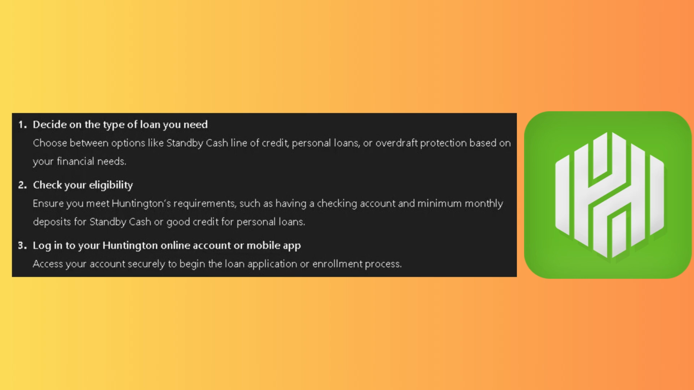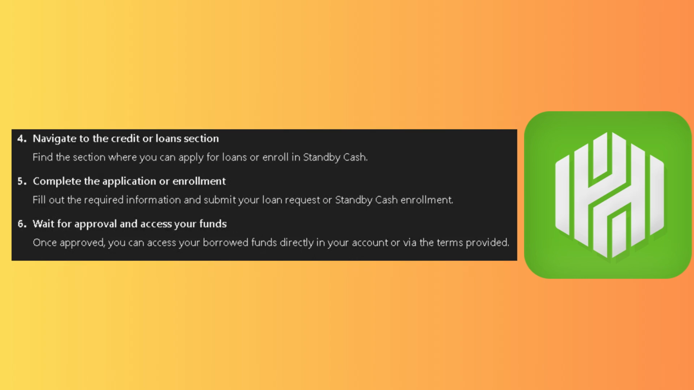Log in. Log into your Huntington online account or even its mobile app. Access your account securely to begin the loan application or enrollment process. Navigate to the credit or loan section. Find the section where you can apply for loans or even enroll in standby cash.